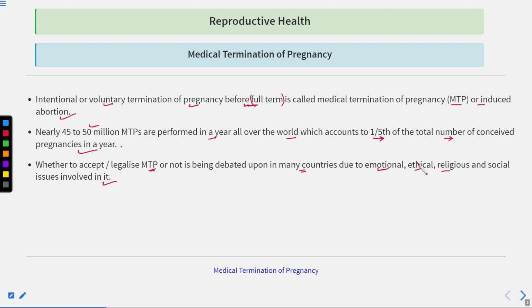Then there is the ethical aspect also. Whether it is ethically correct to abort, or you can say kill, the developing fetus. Is it ethically correct or not? There are a lot of religious issues also here. There are a lot of social issues also. Whether society will accept this abortion or MTP, medical termination of pregnancy. Clear? So it is still debatable whether to legalize abortion or not.